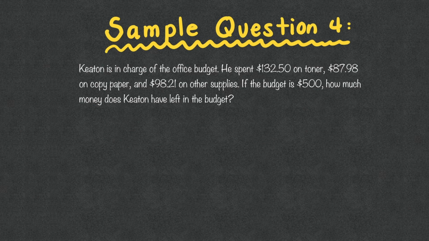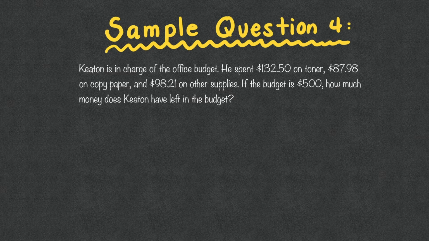Sample question number 4. Keaton is in charge of the office budget. He spent $132.50 on toner, $87.98 on copy paper, and $98.21 on other supplies. If the budget is $500, how much money does Keaton have left in the budget?